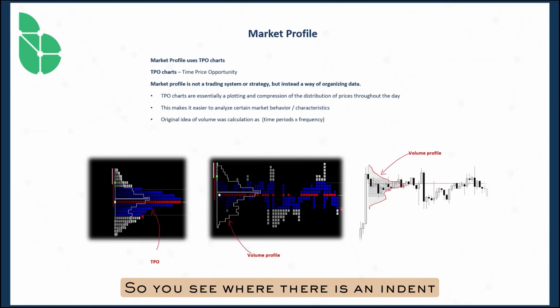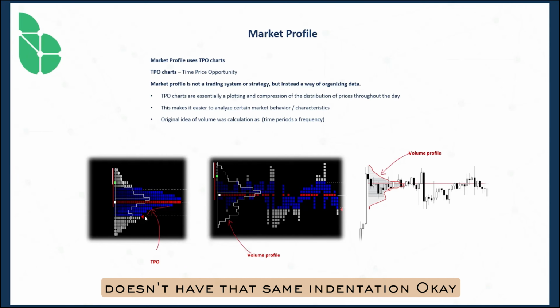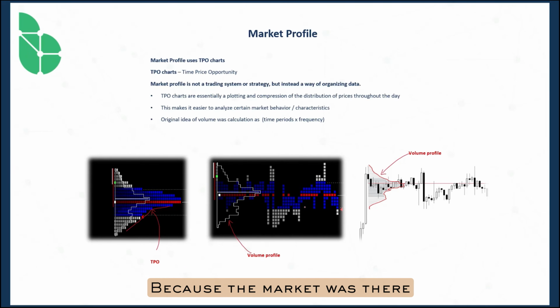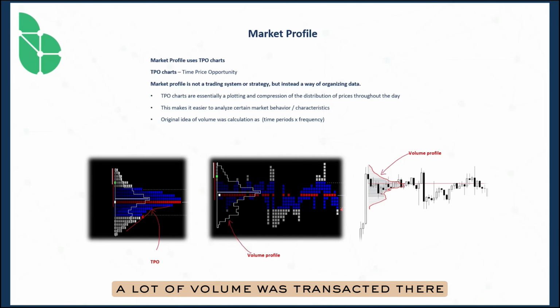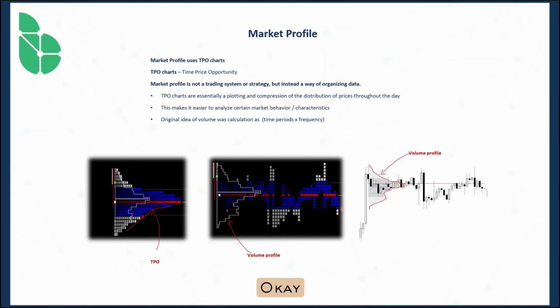You see where there is an indent right here on this volume profile. The TPO chart doesn't have that same indentation, because the market was there, but maybe not a lot of volume was transacted there. You could pick up on that from looking at these areas and seeing that there are wicks, because that does register as us being there at some point, but there wasn't a lot of volume registered there. So it's actually useful to have a combination of both, which is exactly what I have: on this chart I have the TPO chart and then I have the volume profile added to it.